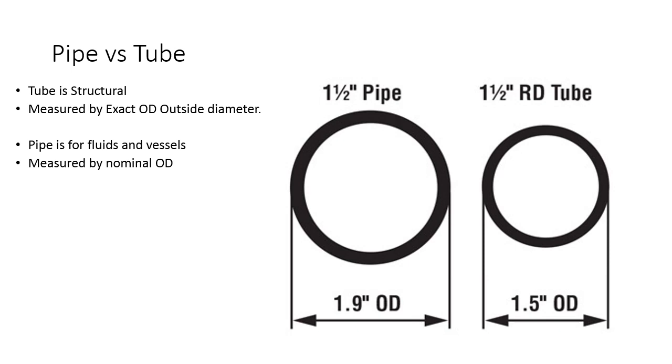So tube is generally structural, measured by exact OD, outside diameter, and pipe is for fluids and vessels for the most part. And not to say you can't use tubing for other stuff. Pipe is measured by nominal OD. Nominal, once again, means more or less, general ballpark. So this is what we need to take into account when we're talking about pipe versus tubing.